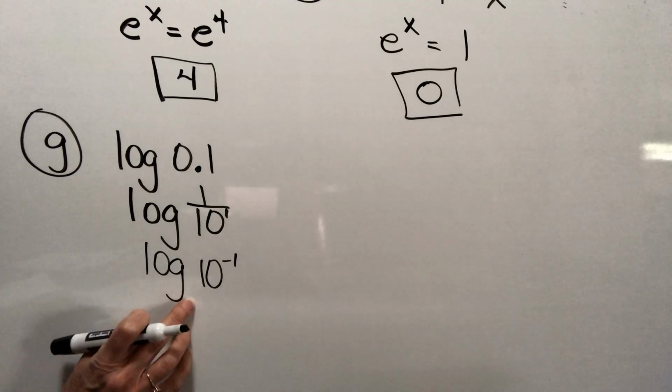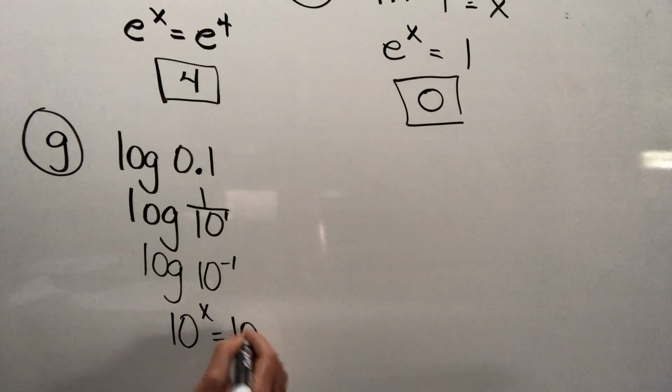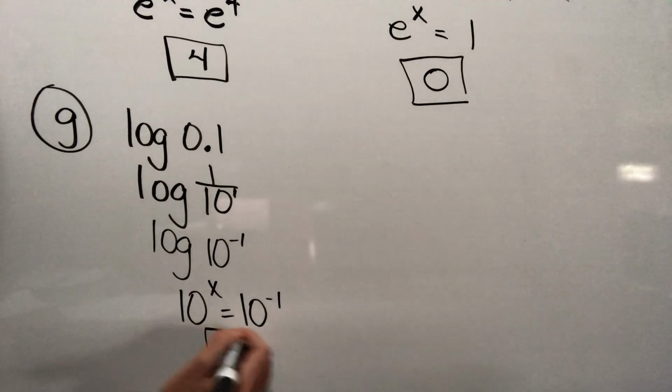When you see a log with no base, it's 10. So you're trying to think, 10 raised to what power would be 10 to the negative 1? So then your answer is just negative 1.